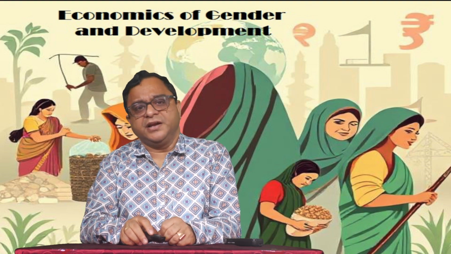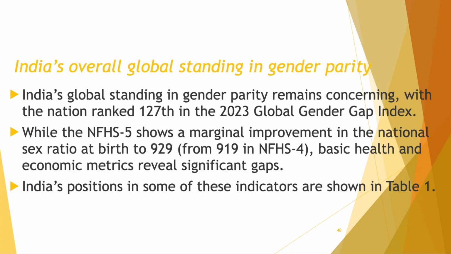India's global standing in gender parity remains concerning, with the nation ranked 127 in the 2023 Global Gender Gap Index. While the NFHS 5th round report shows a marginal improvement in the national sex ratio at birth to 929 from 919 in the 4th round report, basic health and economic metrics reveal significant gaps. And India's position in some of these indicators is shown in Table 1.